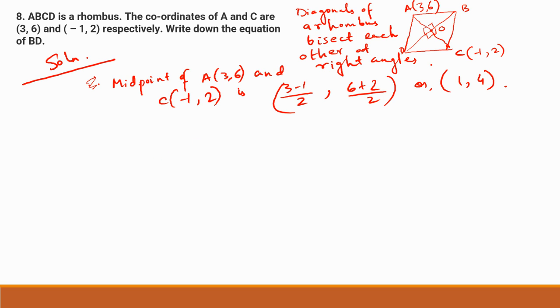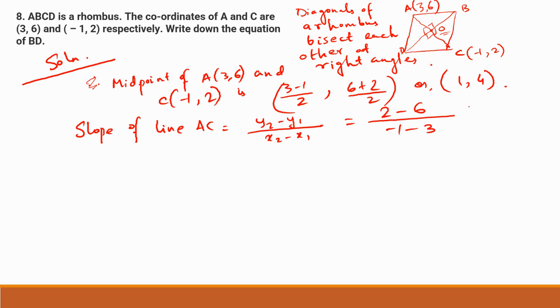Now, you have to write down the equation of BD. For the line BD you got 1 point O, right? Because this O also passes through BD. So 1, 4 you got it. So now you have to find the slope of line AC. Slope of line AC will be y2 minus y1 divided by x2 minus x1. So y2 is 2 minus y1 is 6, x2 is minus 1, x1 is 3. So this will give you minus 4 by minus 4 equals just 1.